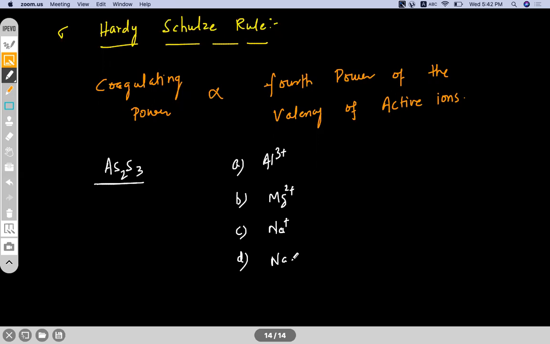NaCl, right? Which one will give maximum coagulation? Al3+. So obviously, for this, what information should you know? If you know the charge of this sol, correct? That is the only thing you should know. If you know this, you can do this.